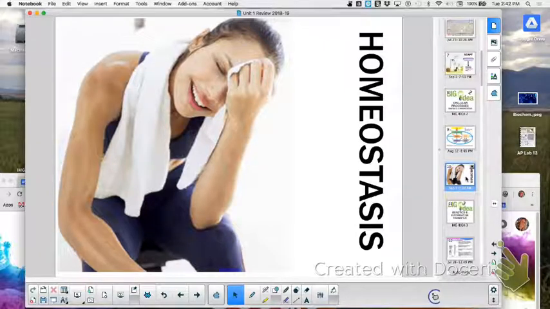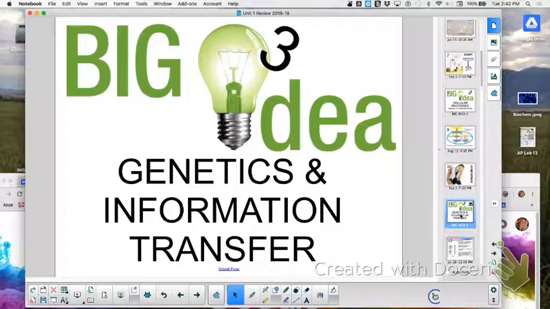All right. So we take in nutrients in order to maintain homeostasis, and we're going to learn the process of breaking down those nutrients through cellular respiration that are provided to us through photosynthesis or another organism that has consumed things that have done photosynthesis. Then big idea 3 is genetics, information, and transfer.